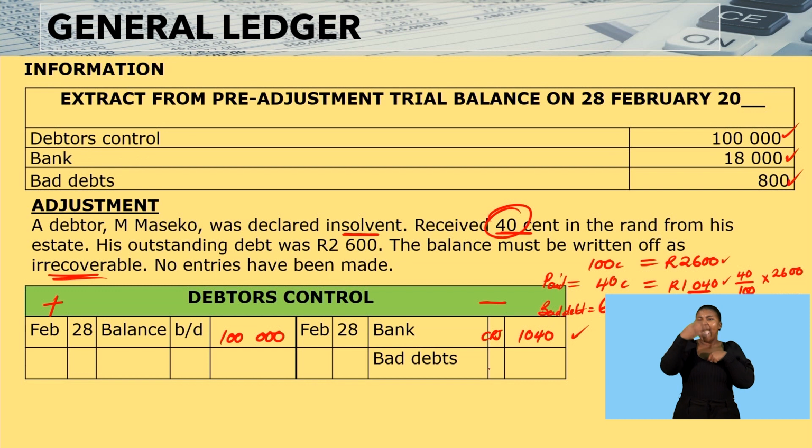We also have bad debts, and bad debts is what we cannot recover, irrecoverable. Remember, we have calculated it to be 1,560. So I'll come here, it's 1,560. That therefore becomes my bad debts. Once you are done with your debtors control account, it is important that you know how to post to the bad debts as well as the bank account. Our balances, remember, for the bank it's 18,000 and bad debts it's 800.